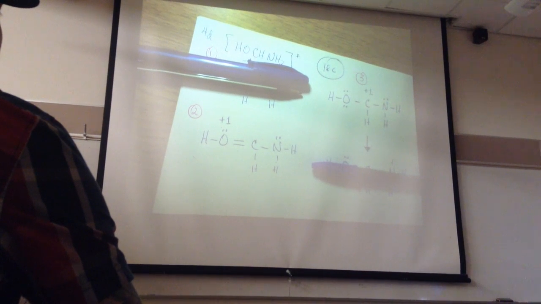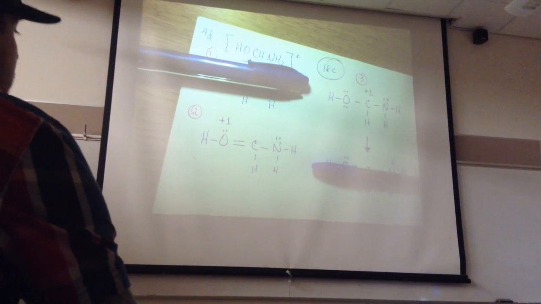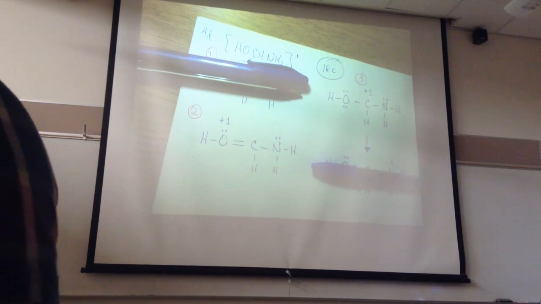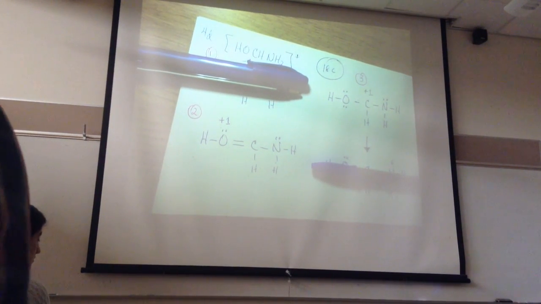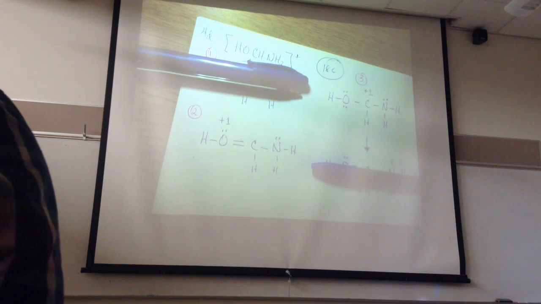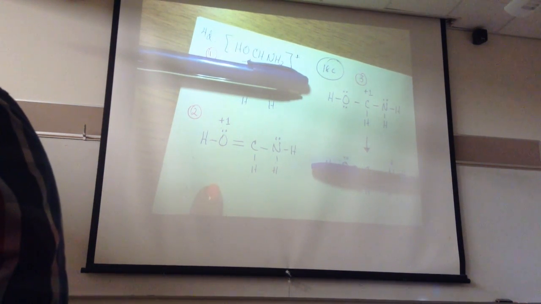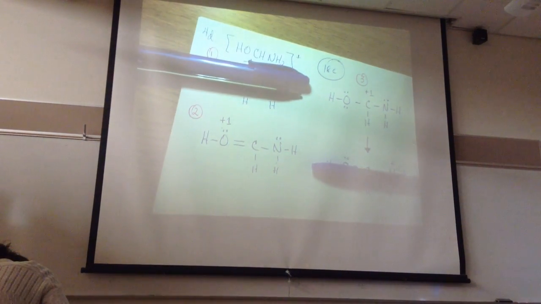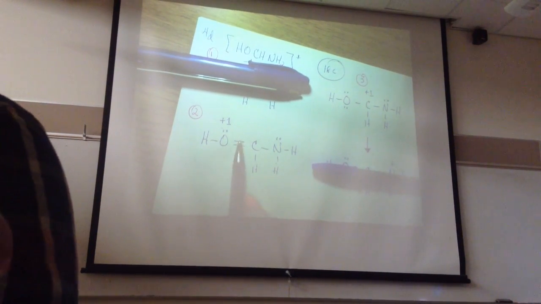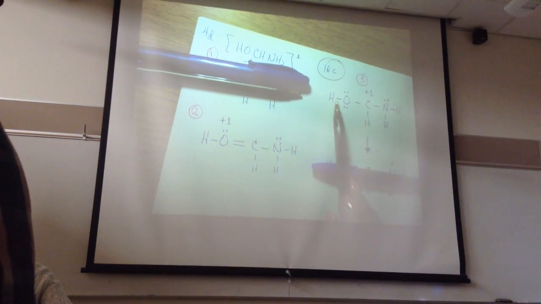You know what? If we're following the rules, we will have to pick 2. Everybody, if you're following the rules, we would have to pick 2, because in 2, everybody has a full octet. In 3, the carbon does not. And not only that, you have as many bonds as possible. So in here you have 1, 2, 3, 4, 5, 6, 7. Here you have 1, 2, 3, 4, 5, 6.